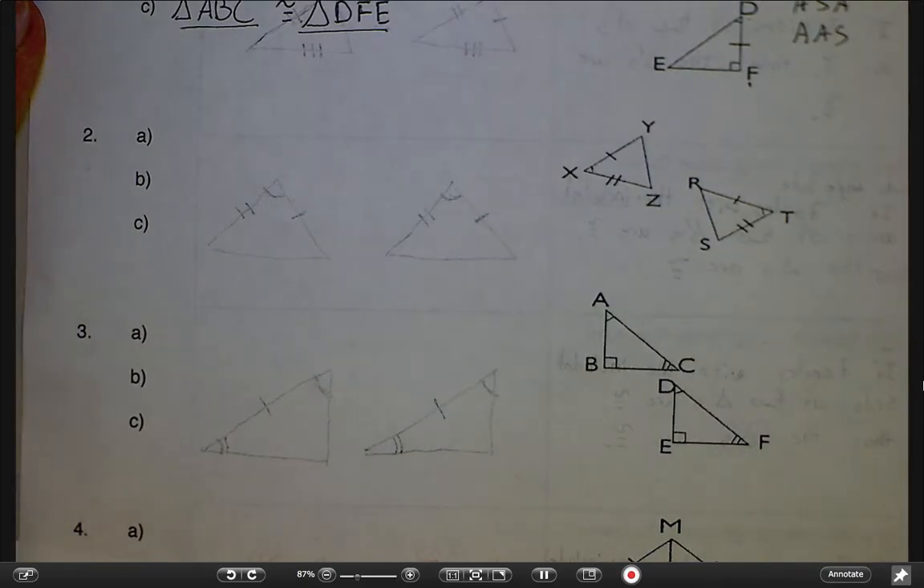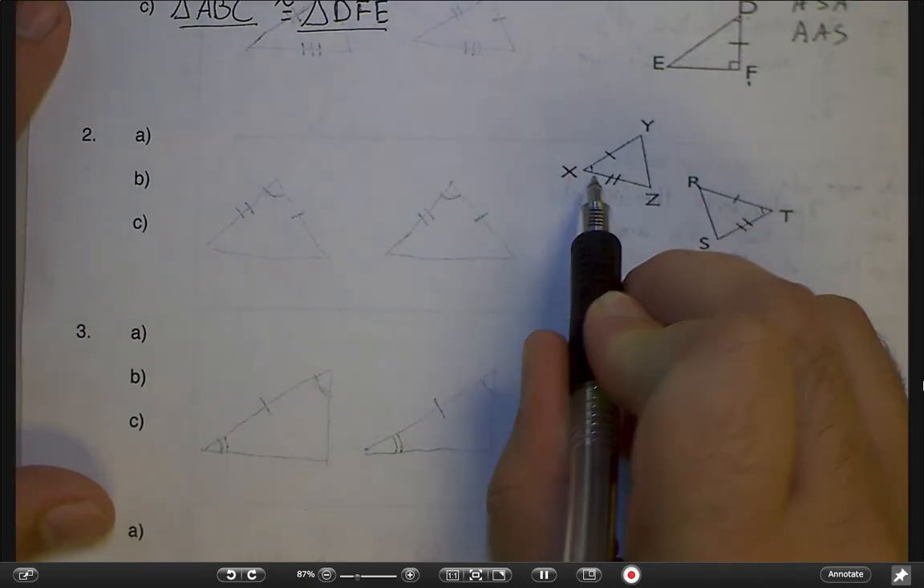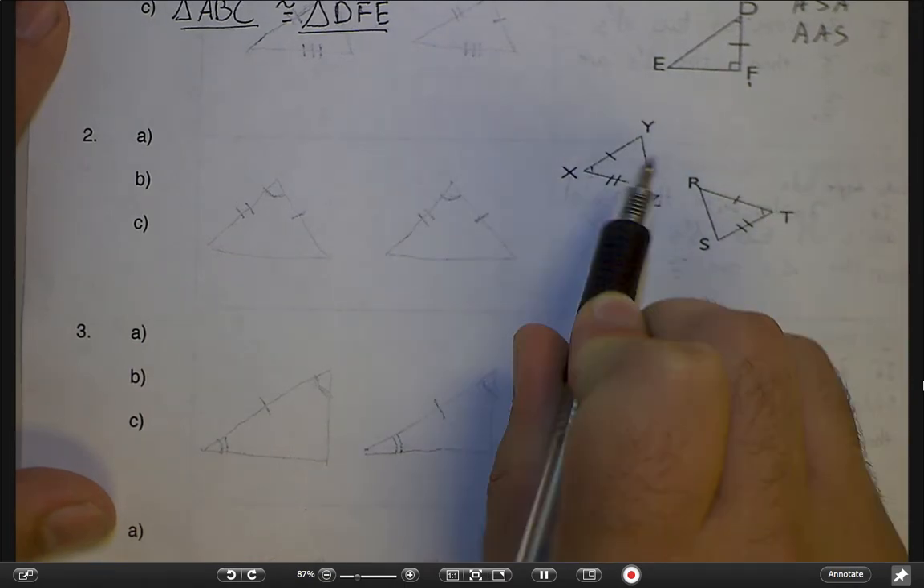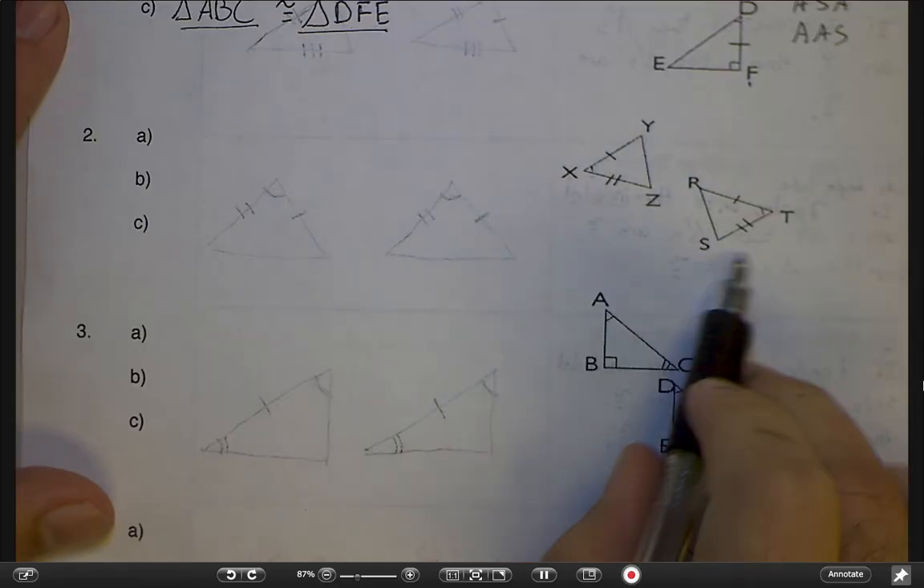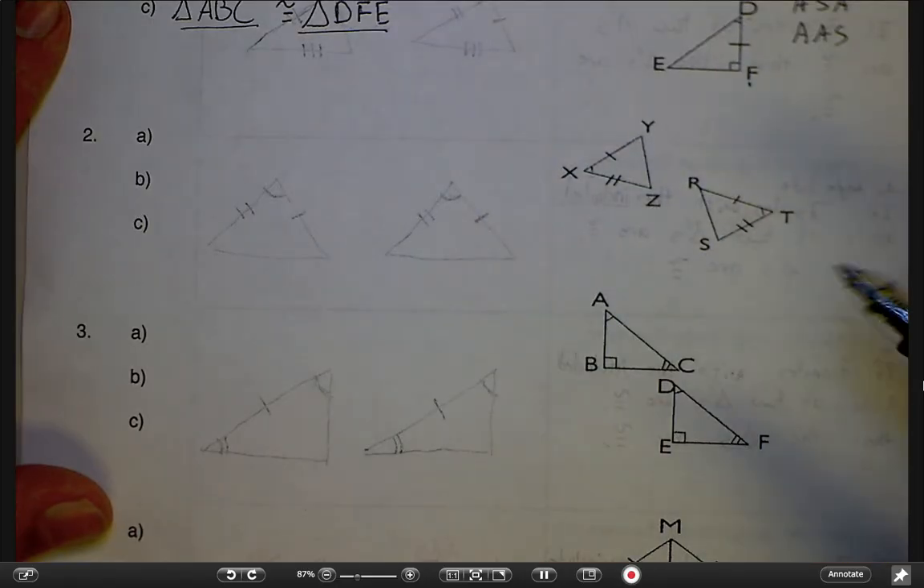Okay? Let's go ahead and move down to number 2 then. Number 2, I have an angle here. Looks like I have one angle, and I also have 2 pairs of sides. Okay? Now this is a very tricky one. We have to make sure that we satisfy the theorems that we have.